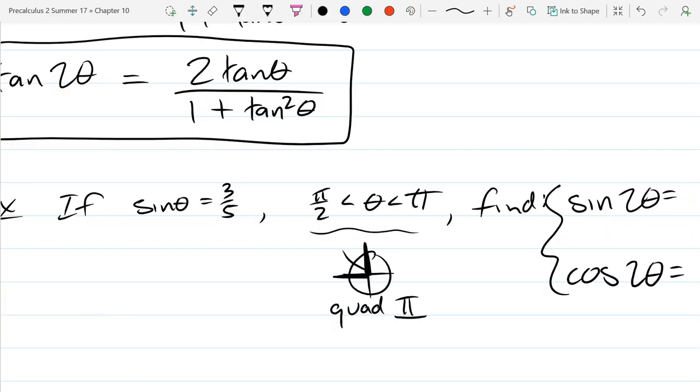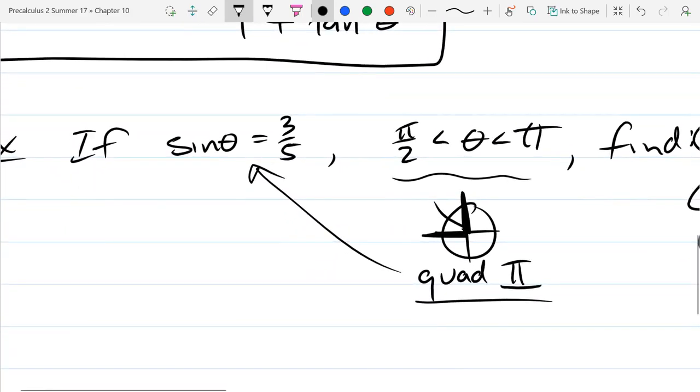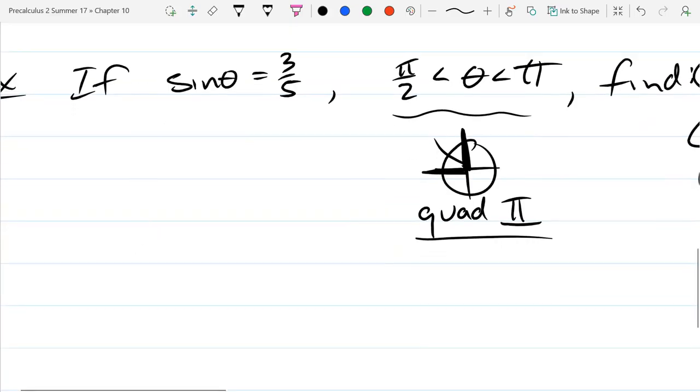Now, does this match up with sine being positive? I know something's negative in quadrant 2. What is negative? The negative is the x-coordinate, which is cosine. So our sine is completely okay being positive in quadrant 2. So that's no problem. So sine is 3/5.